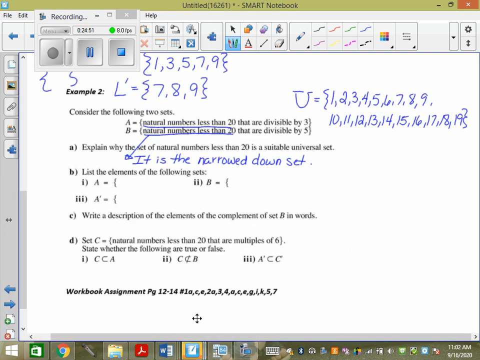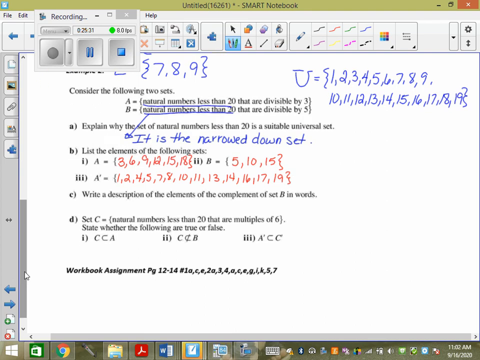Okay. So, we have 3, 6, 9, 12, 15, and 18. B are divisible by 5, so we get 5, 10, 15. Complement of A is everything in there but not in A. So 1, 2, 4, 5, 7, 8, 10, 11, 13, 14, 16, 17, 19. So we listed everything that's in the universal set but not in A.